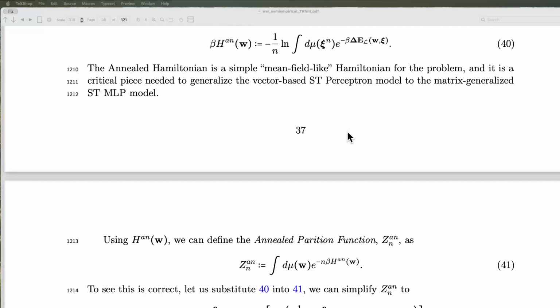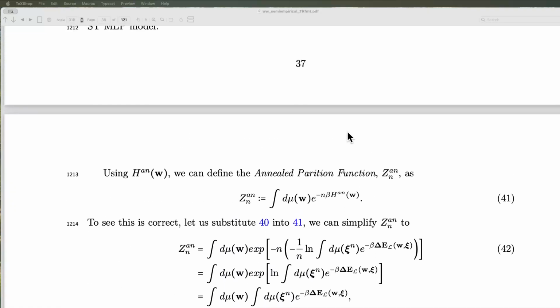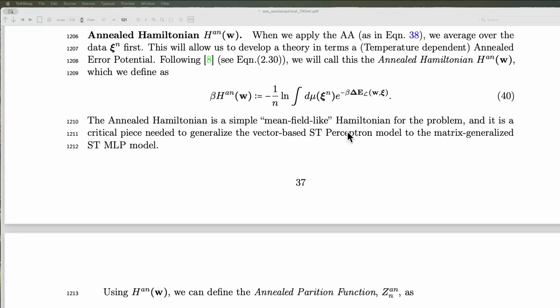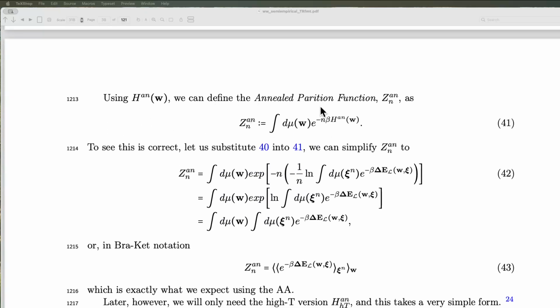And what's going to happen is, when we talk about the annealed approximation, what I do in the paper is I just show, well, let's use H_AN. We can define the annealed partition function. So Z_AN is the annealed partition function, which is, again, the integral over the weights, mu of w, times e to the minus n beta H_AN, the annealed Hamiltonian.